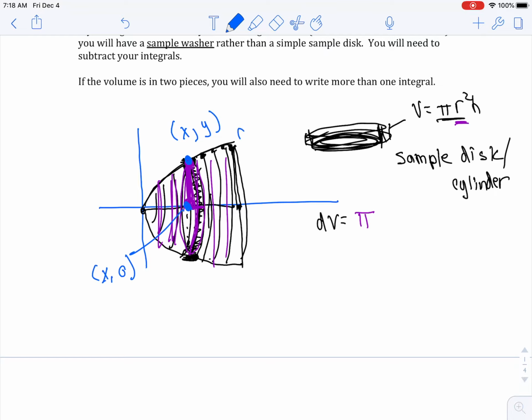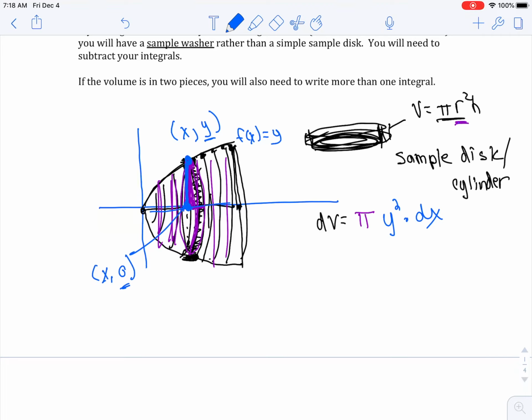All right, so whatever our function is, y equals f of x is our function. So then that means that this radius is going to be the distance, which is y minus 0, top minus bottom. So y minus 0 is just going to be y, but we want the radius squared times the height, which is going to be dx. So that's the volume of our sample.